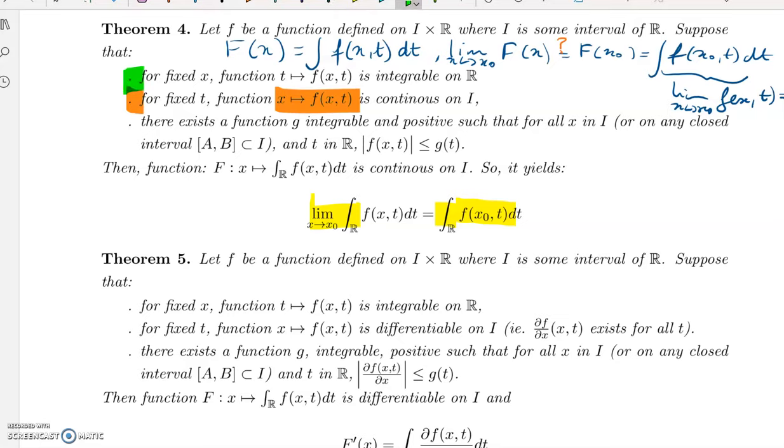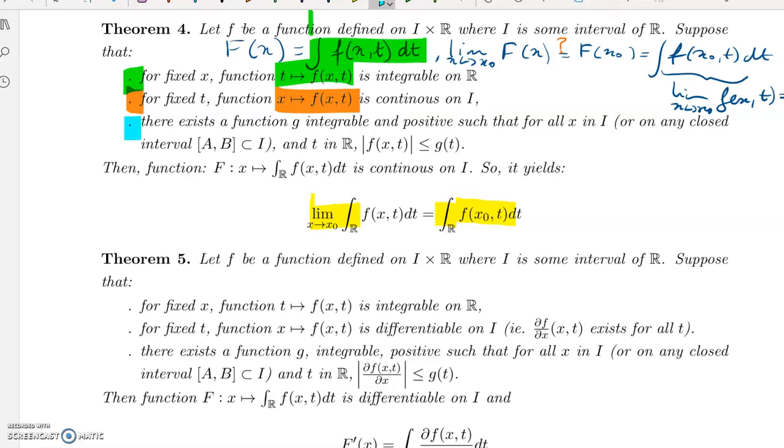We need that for a fixed value of x, we can perform the integration with respect to t. But the thing is that if you can find the dominating function, this will be automatically checked, because the dominating function is not supposed to depend on x. That just means that this integral has a sense, has a meaning.